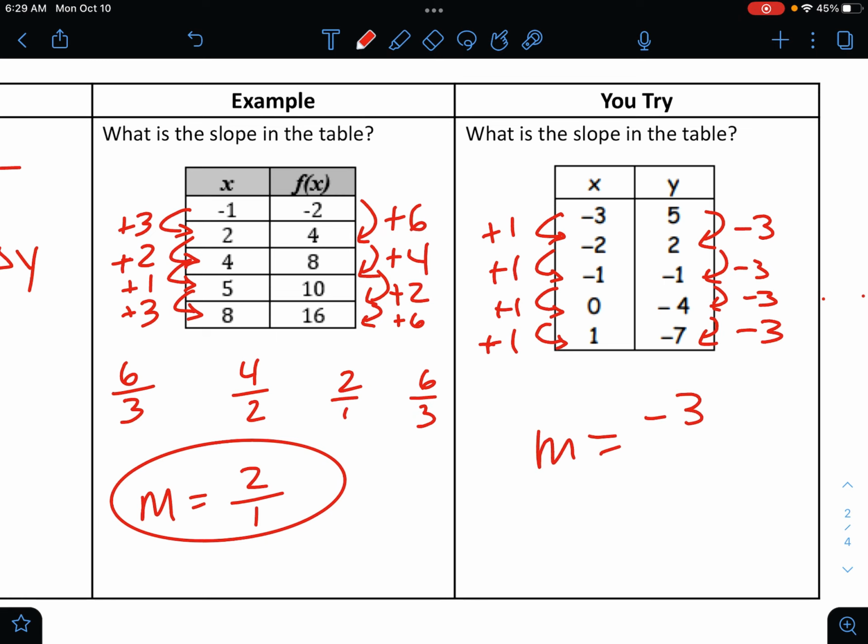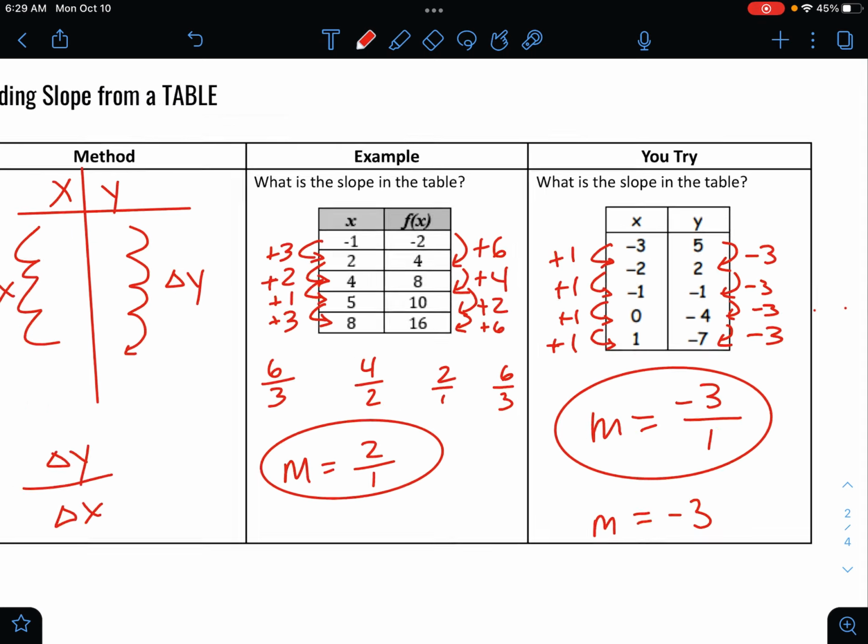We have the slope is negative 3 over positive 1. Okay, you don't have to put the 1 on the bottom, but if I were to graph these, I'd want to be able to see that this is the slope and this is the rise over run. So that's the only reason why. I would also accept m equals negative 3 or m equals 2. Those are also valid solutions.